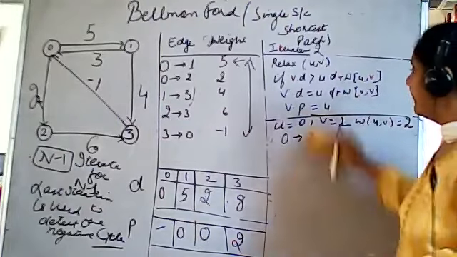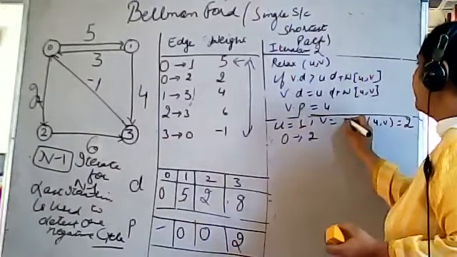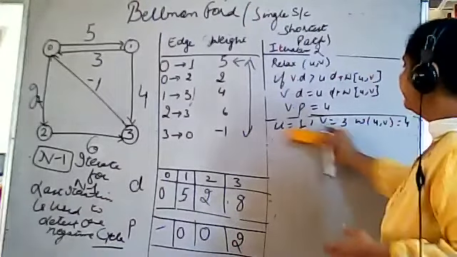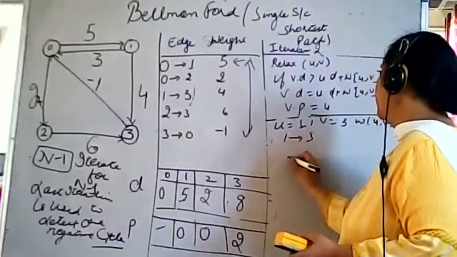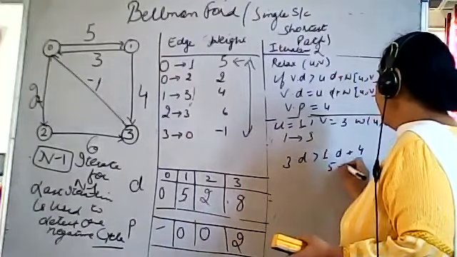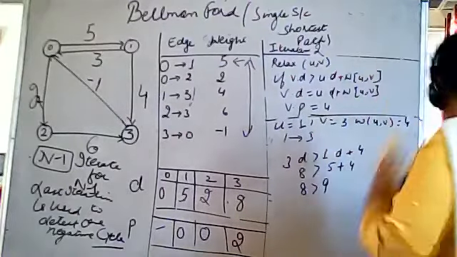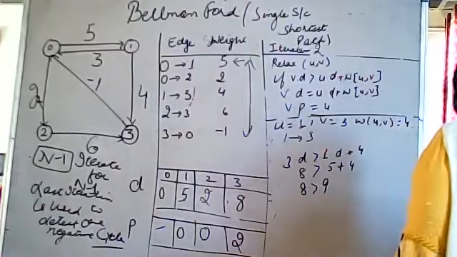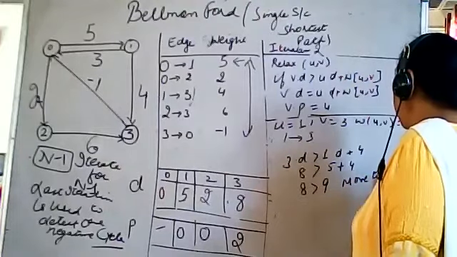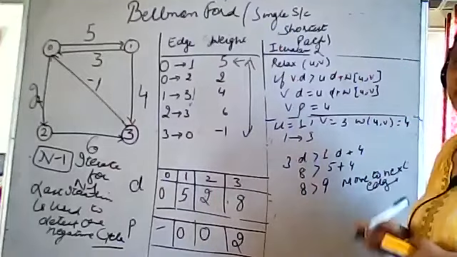So let's take U as 1, V as 3, and weight is 4. Check 3 dot D is greater than 1 dot D plus 4. 1 dot D is 5, plus 4, and 3 dot D is 8. 8 is not greater than 9. So move to the next edge, because the condition is false.